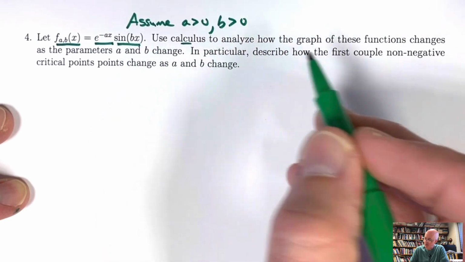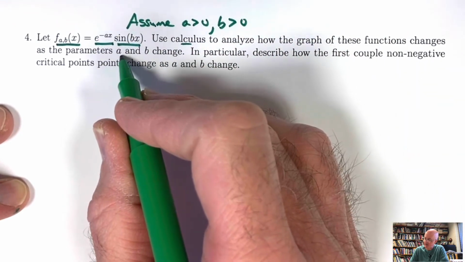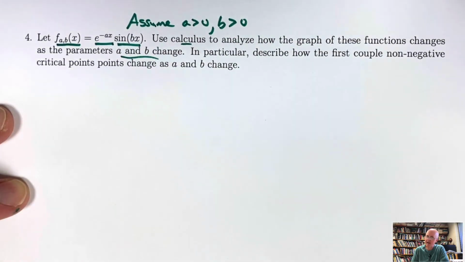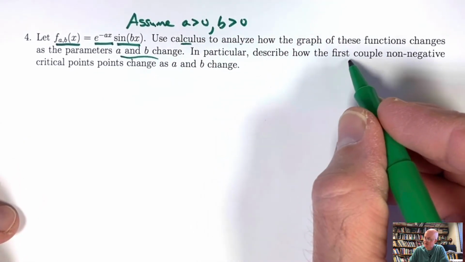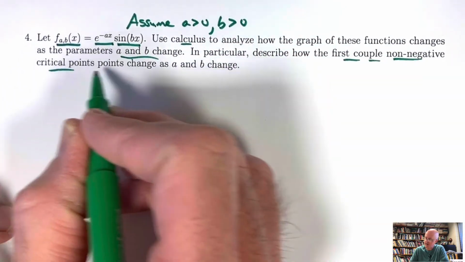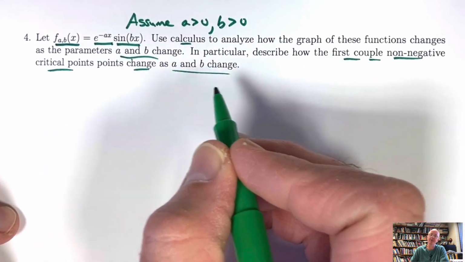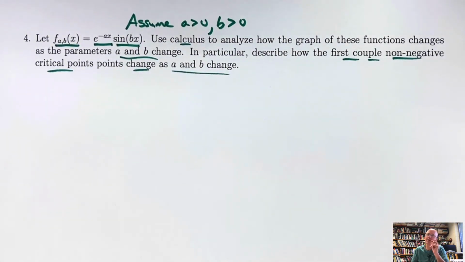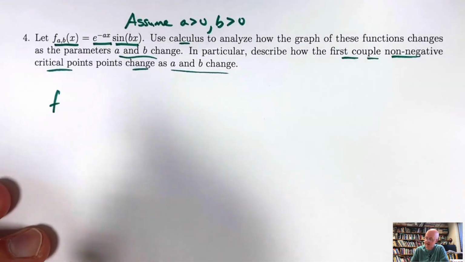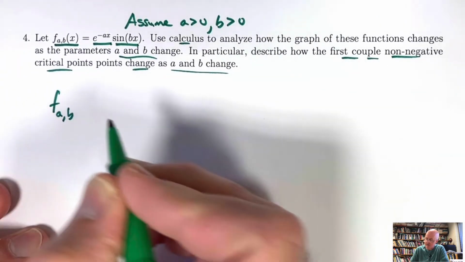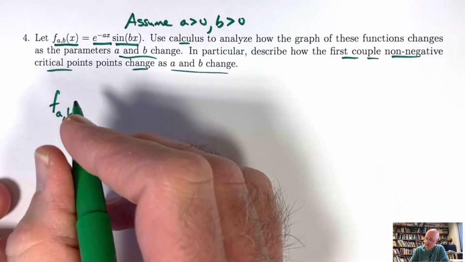Use calculus as before to analyze what happens to these functions as a and b change. We won't be able to fully analyze this. We want to keep things as simple as possible. Mathematica really will be a big help to us here to more fully understand what's going on. Let's focus on understanding the first couple non-negative critical points and how they change as a and b change. But again, a full understanding really will require technology. It's pretty hard to do without technology here. Okay, I'm not going to focus on inflection points because that's just going to make the video too long. But it does have inflection points, and I would encourage you to see if you can figure them out.